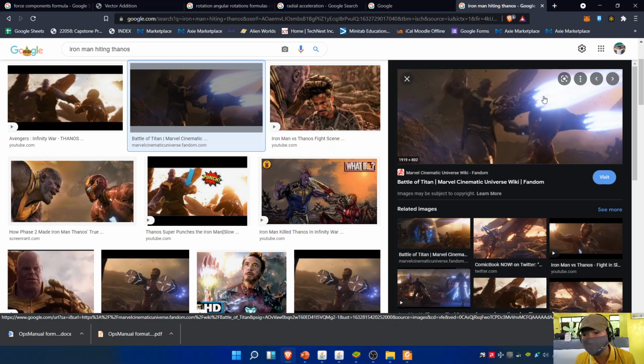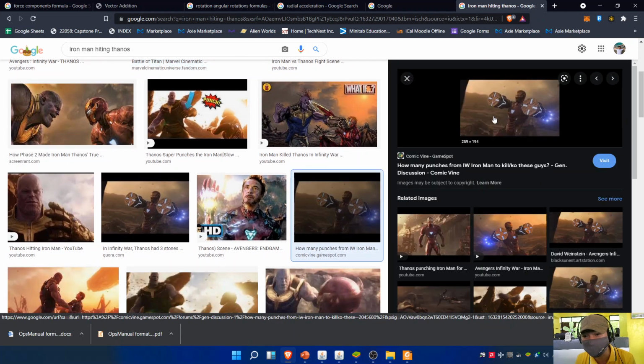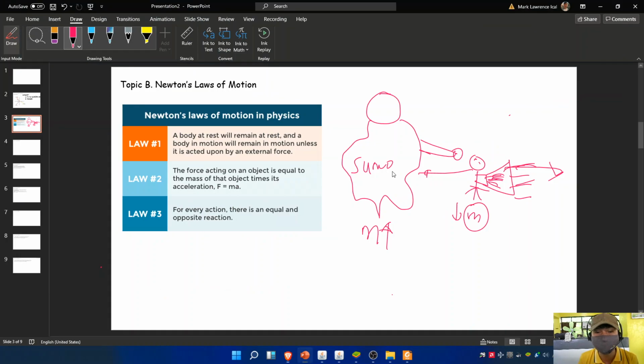Maliit lang yan. Tapos, ibig sabihin, in order for Iron Man to deal more damage to Thanos, kailangan niya ng rocket boosters. Parang ganyan ako, yeah, rocket boosters. Kailangan niya rocket boosters. So, ganun yun. So, this is a real science. Di siya science fiction at this is true life.